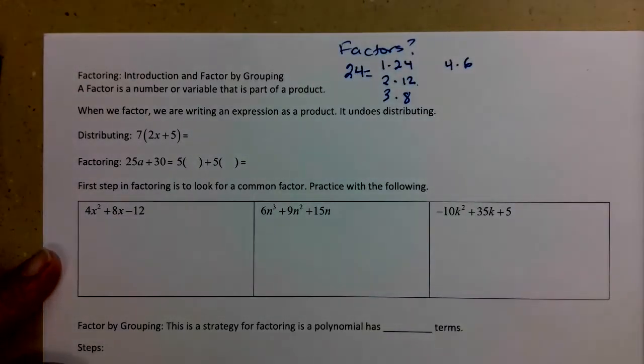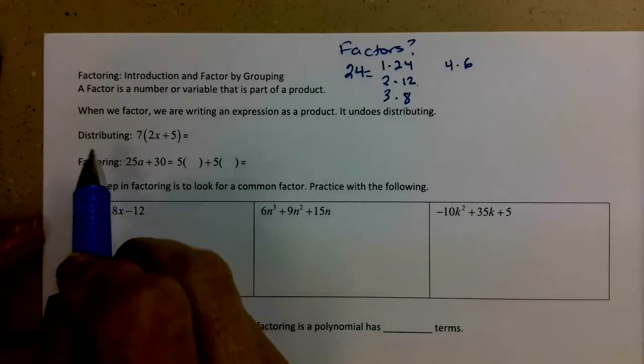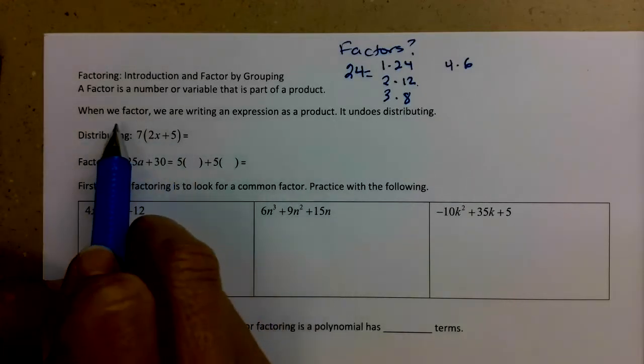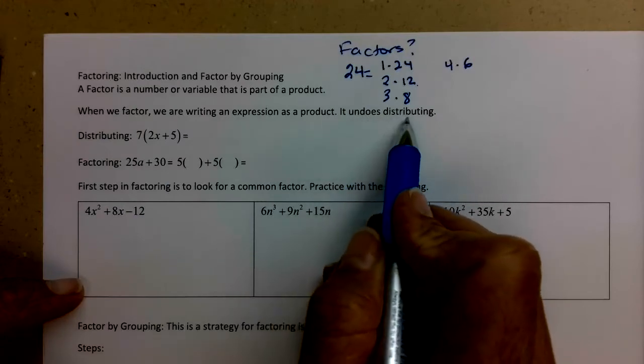Okay, well, we're going to be talking about polynomials instead of just numbers. So when we want to factor a polynomial, we want to come up with a way that we write it as a product. So something times something to get us all the way back to the polynomial we started with. So here we go. First off, again, factoring is undoing distributing, undoing multiplication.